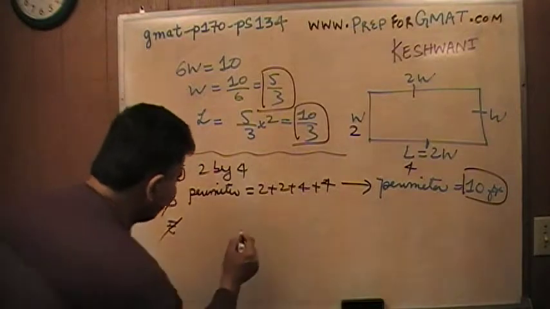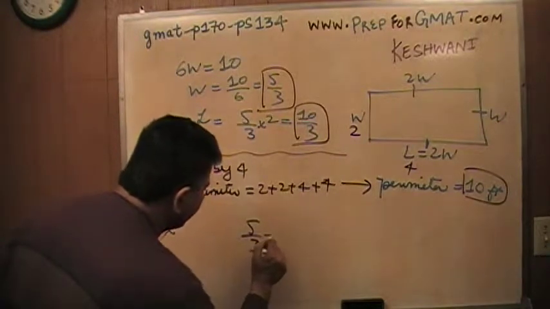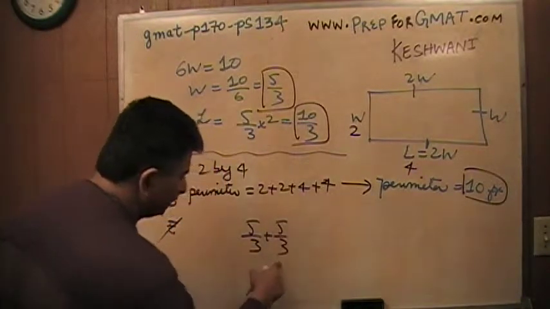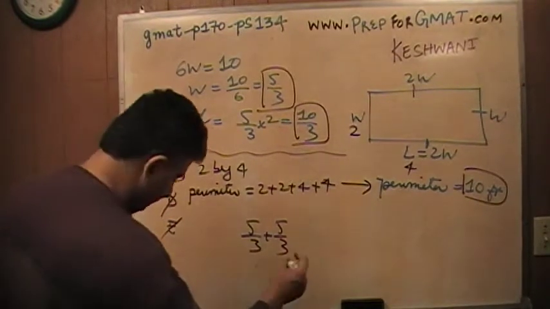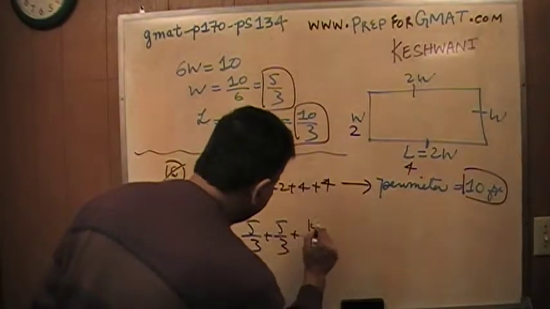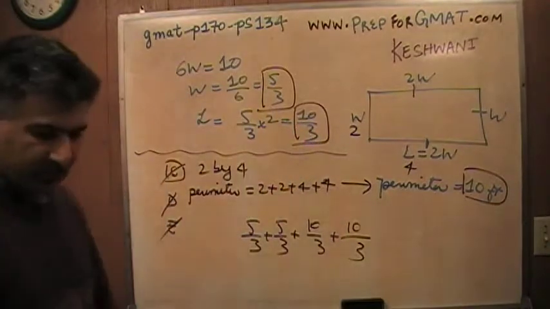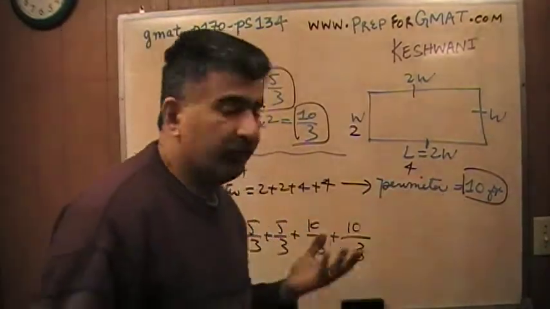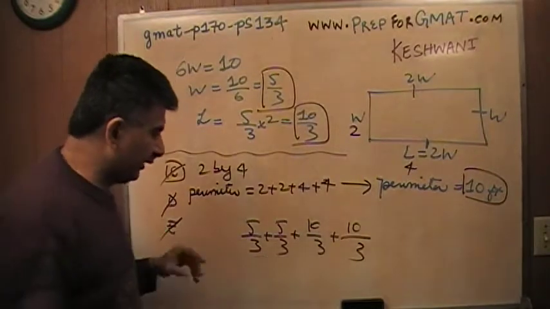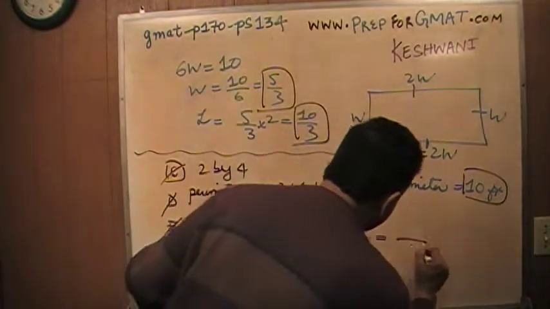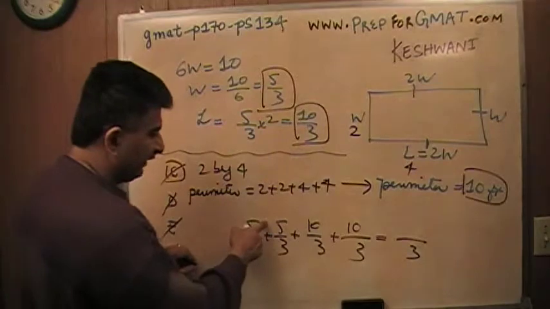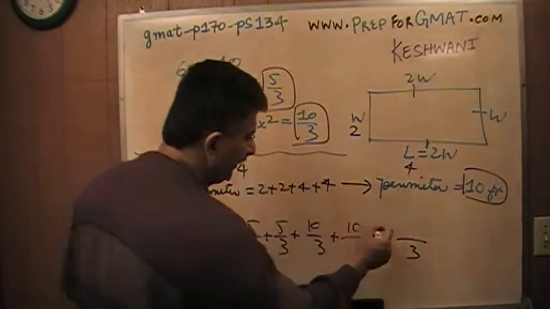So let's try B, which is 5/3 plus 5/3, because those are the two widths, plus 10/3 plus 10/3. I'm just going to add up these four quantities and see if they add up to 10. Of course they're going to add up to 10 because they have the same denominator. So it's basically 5 plus 5, which is 10, plus 20, plus 30. Of course, there you go.